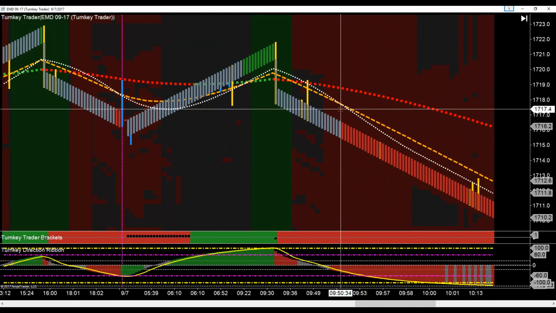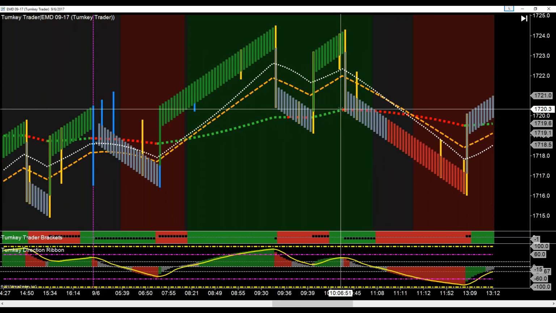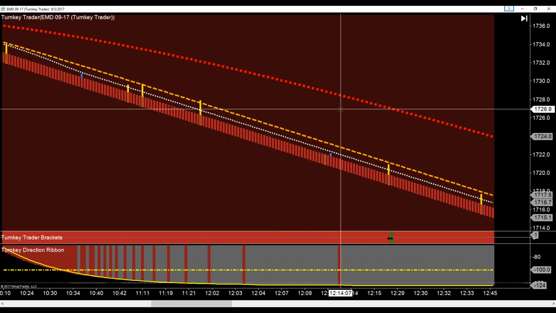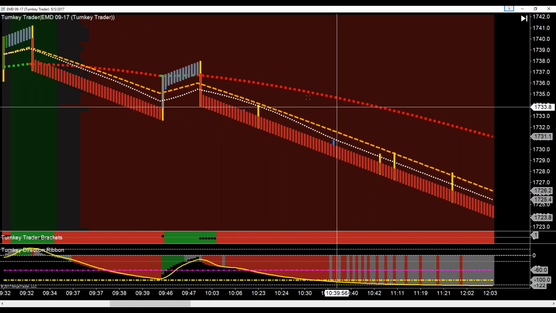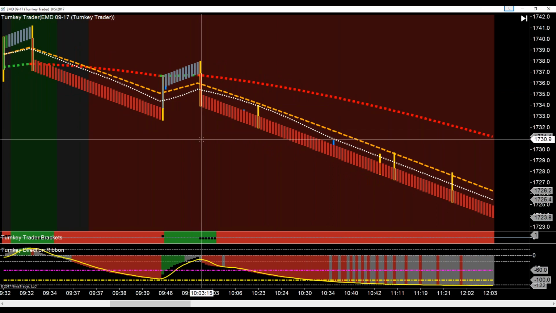Let's see if I can find any good bounce examples. There just haven't been a ton. There we go. That's a pretty prime bounce example. I'm not sure if this happened during news.